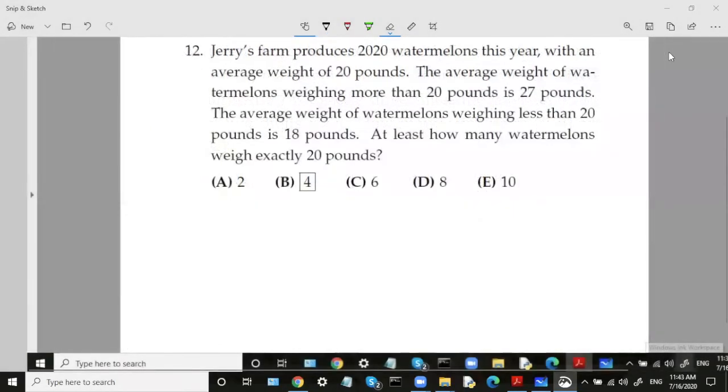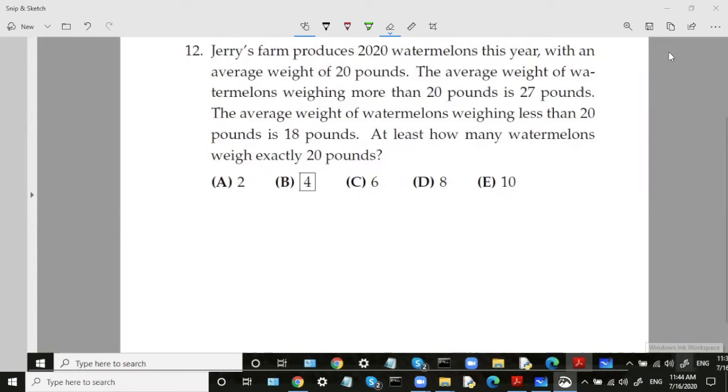Problem 12. Jerry's farm produces 20 watermelons this year with an average weight of 20 pounds. The average weight of watermelons weighing more than 20 pounds is 27 pounds. The average weight of watermelons weighing less than 20 pounds is 18 pounds. At least how many watermelons weigh exactly 20 pounds?